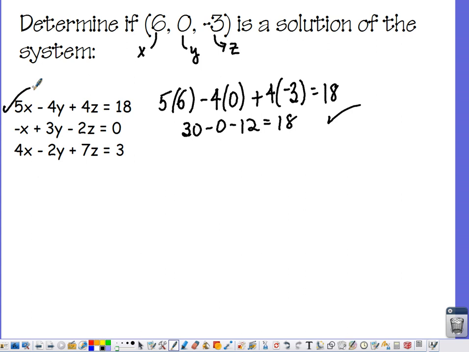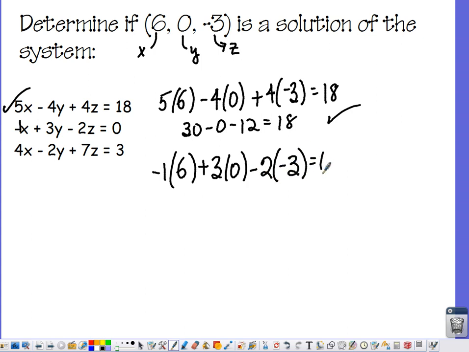So then remember, this is an invisible 1. So we have negative 1 times our x, which is 6, plus 3 times our y, which is 0, minus 2 times our z, which is negative 3. And that one has to equal 0. So we find out negative 1 times 6 gives us a negative 6. 3 times 0 is 0. And negative 2 times negative 3 is positive 6. So negative 6 plus 6, yes, that gives us a 0. So it works in the second equation.